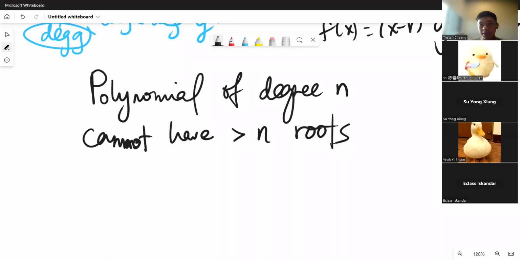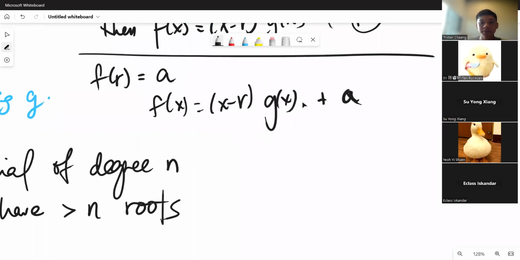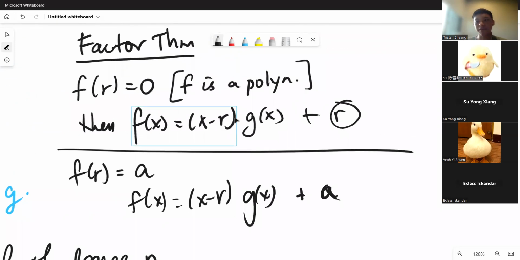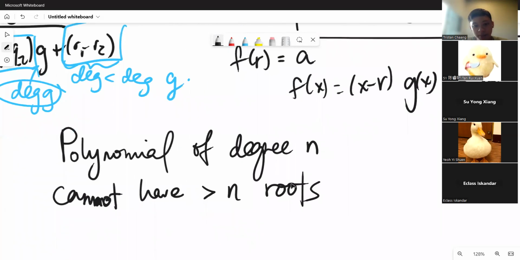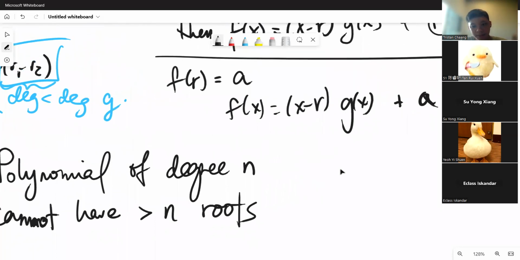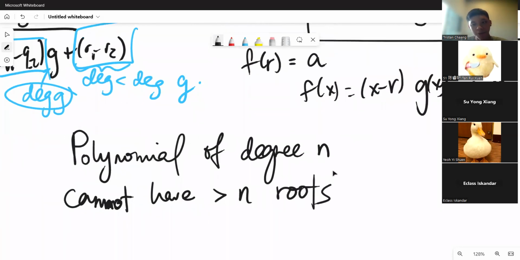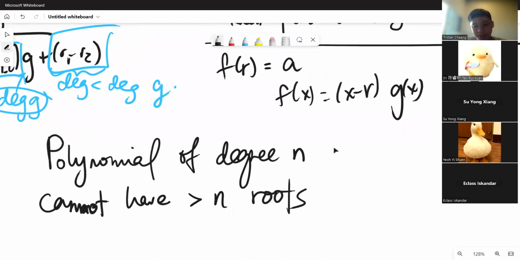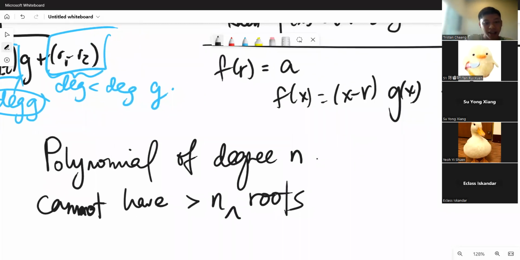And why is that? Because of the factor theorem. If r is a root, I can factor an x minus r outside. I mean any root, as in I allow it to be any sort of number. Like if I just say you cannot have more than n real roots, someone might pop in and say, okay, maybe there are a lot of complex roots instead. So the point is, you can add any adjective behind here. It doesn't matter.